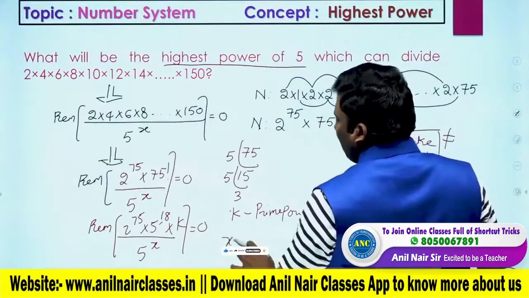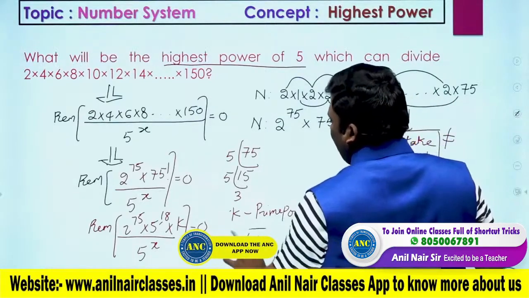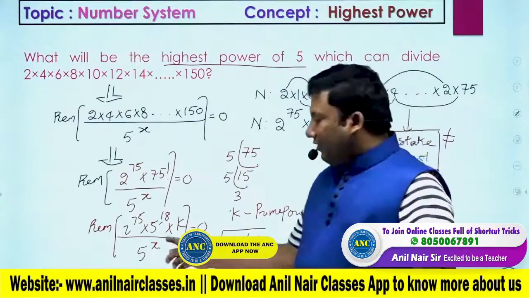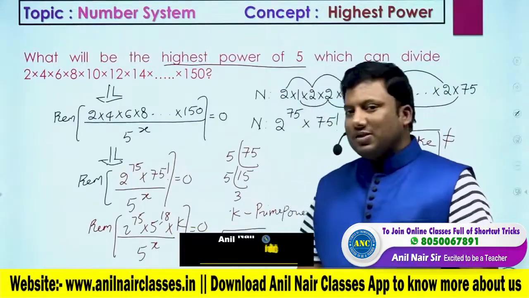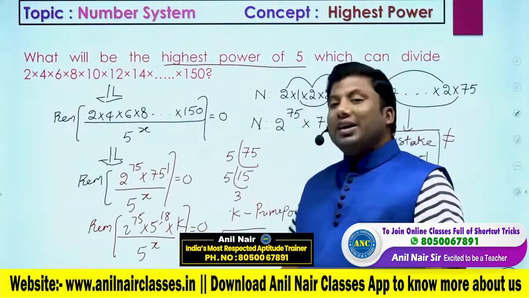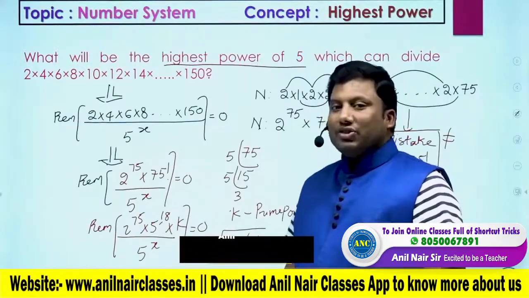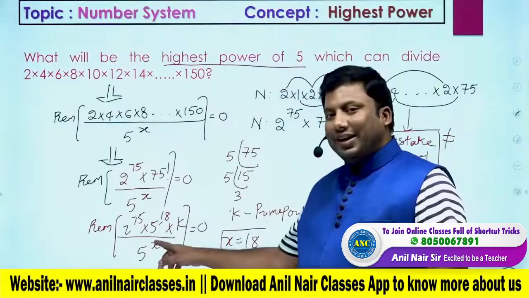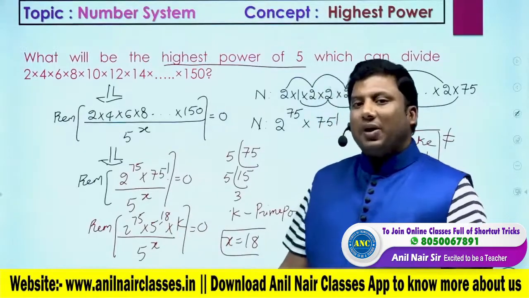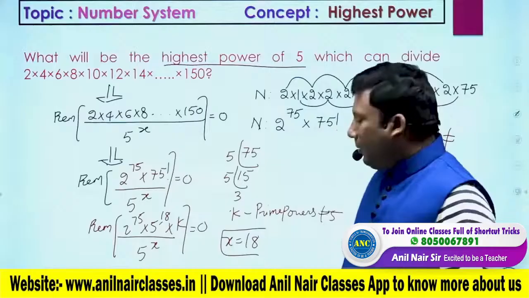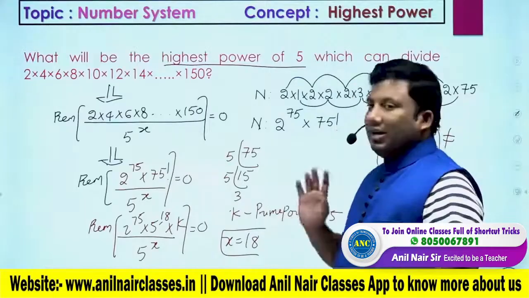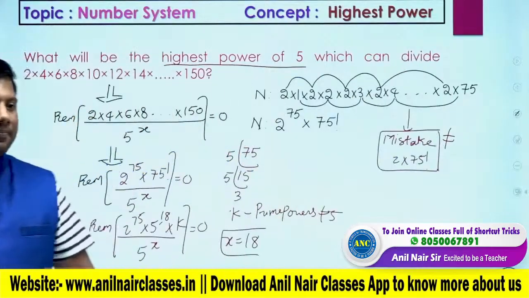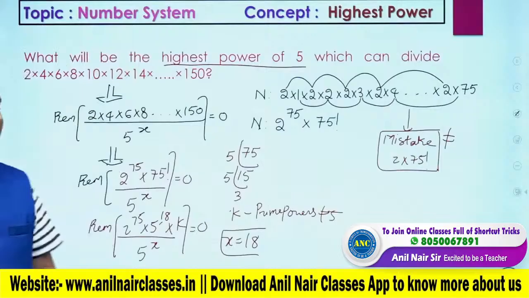So what should be the value of x? Highest power of 5. X can take 5, since 5 power 18 is divisible by 5. X can take 2, X can take 3, X can take 1, 2, 3 and so on up to 18, because 5 power 18 is perfectly divisible by 5 power 18. The answer for this question is the x value, which is 18.